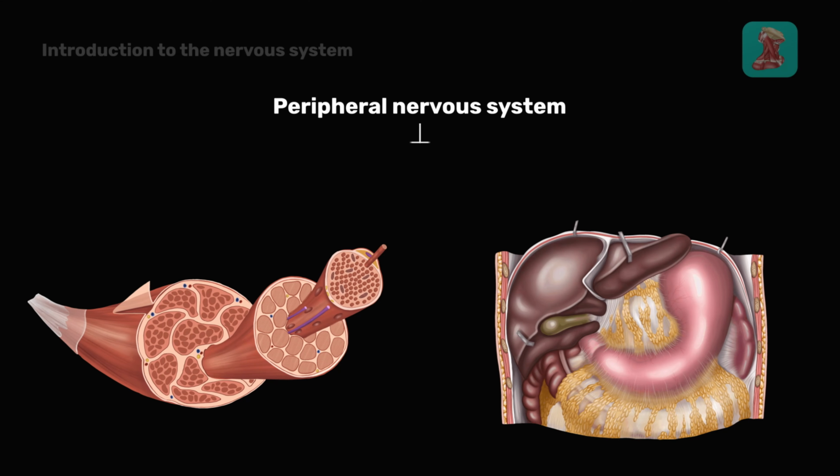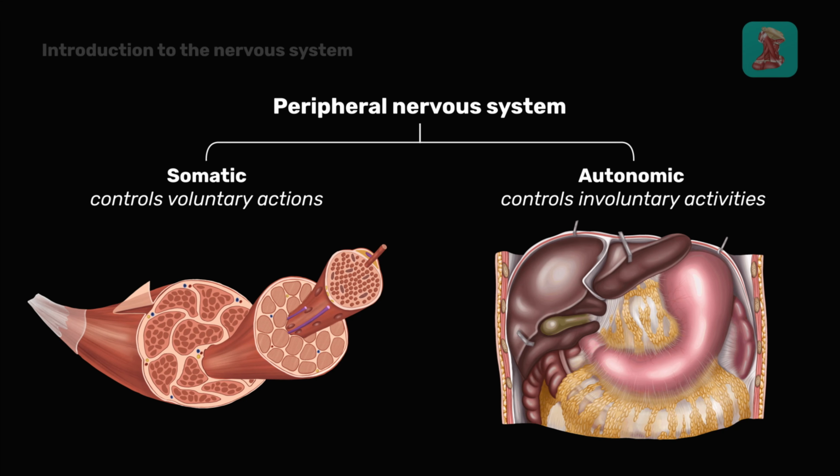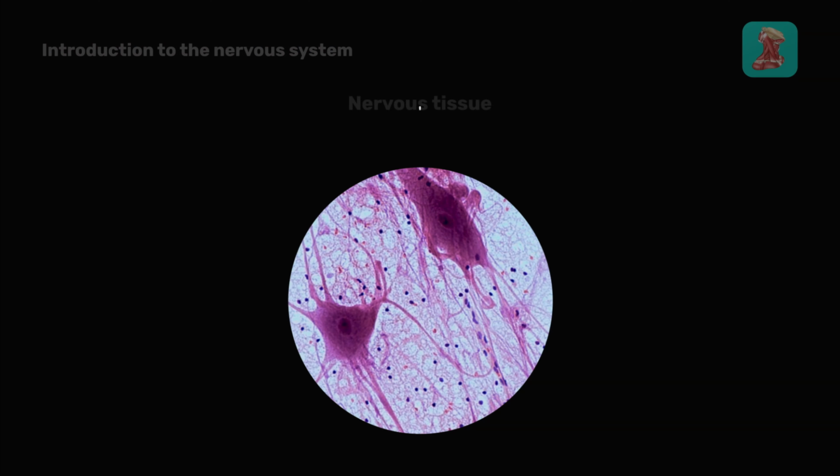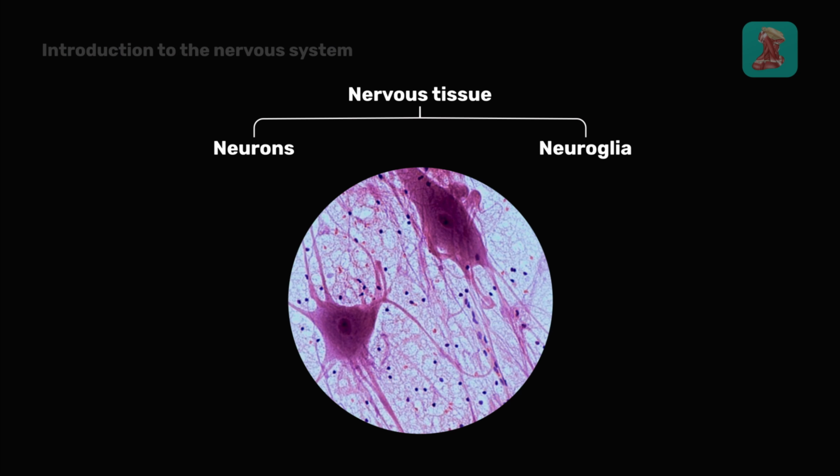The peripheral nervous system is made up of two functional units: the somatic, that controls voluntary actions, and the autonomic, that controls the involuntary activities. Both the central and peripheral parts of the nervous system consist of nervous tissue, which in turn is formed by neurons, or nerve cells, and neuroglia.